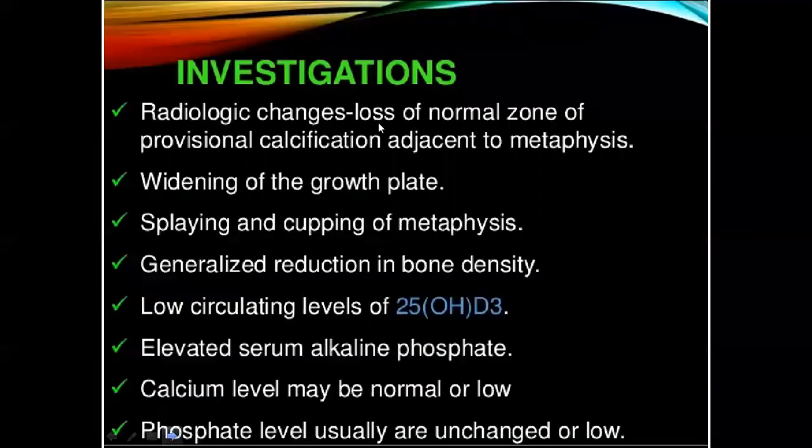Now, investigations. Radiological changes: loss of normal zone of provisional calcification, fraying of the metaphysis, widening of the growth plate, swelling and cupping of the metaphysis, generalized reduction in bone density. Low circulating level of 25-OH D3, elevated serum alkaline phosphatase, calcium level may be normal or low, phosphate level usually unchanged or low.